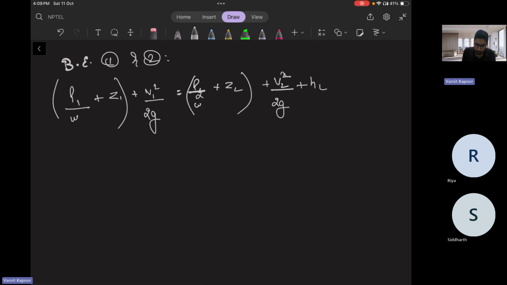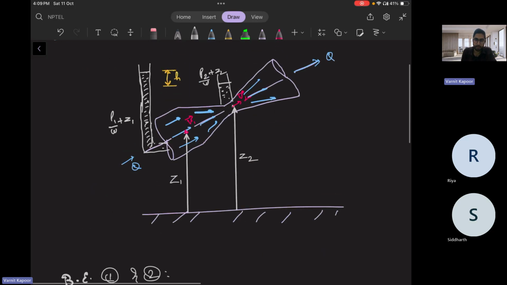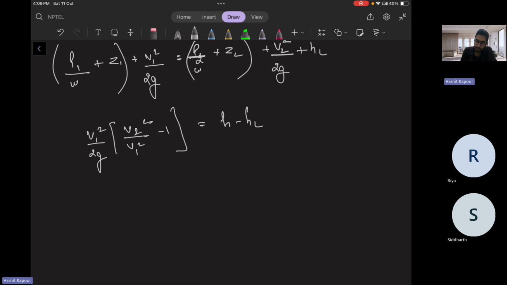So if I take out the V1 square by 2G common to the left hand side, I'll get V2 square minus V1 square, and this head difference comes out to be H minus HL after rearranging, where H is your piezometric head, as I have told, marked here in the yellow. So H is your piezometric head. I'll again write piezometric difference.